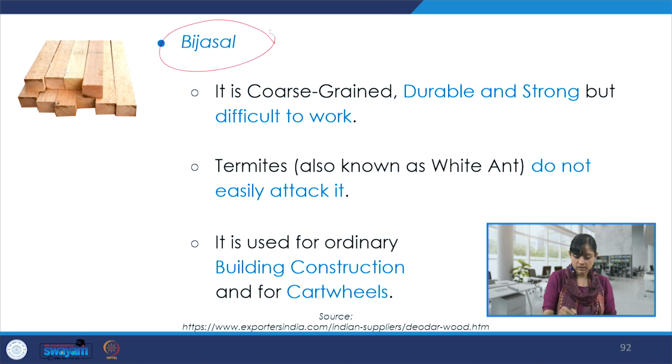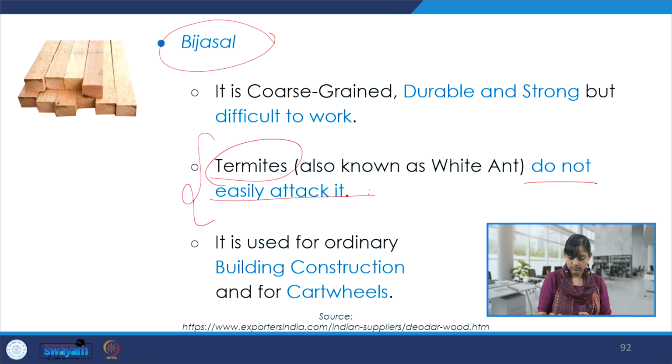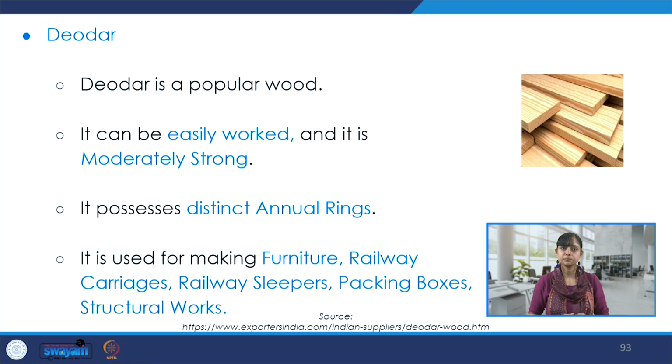There is bijasal. It has a coarse grain, it is durable, it is strong, but it is difficult to work with. And termites do not easily attack it, that is the advantage. And it is used for building construction as well as other purposes.